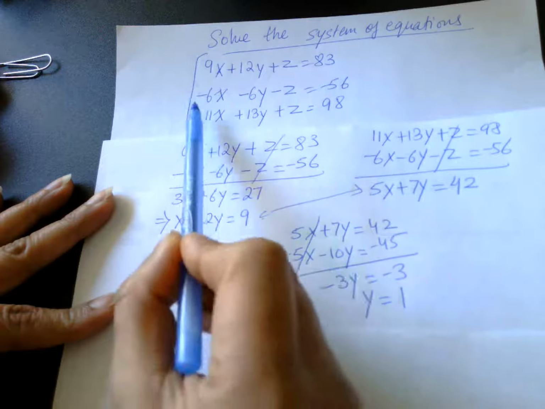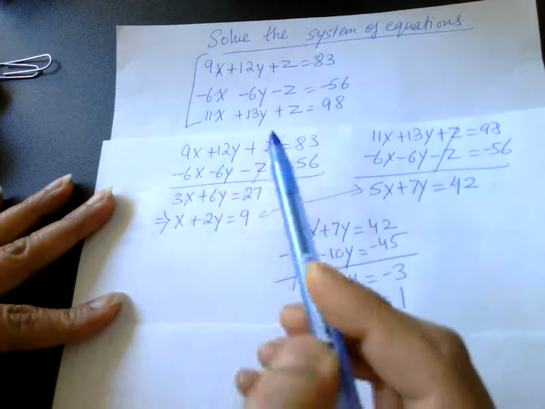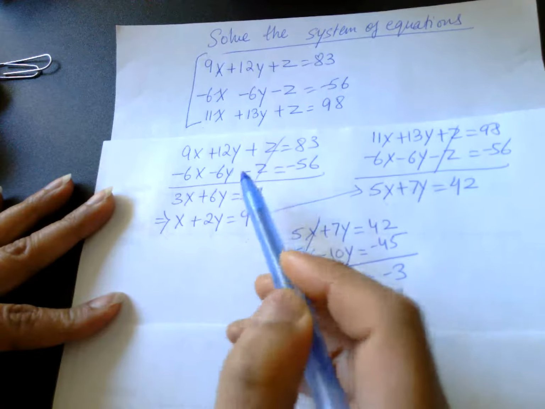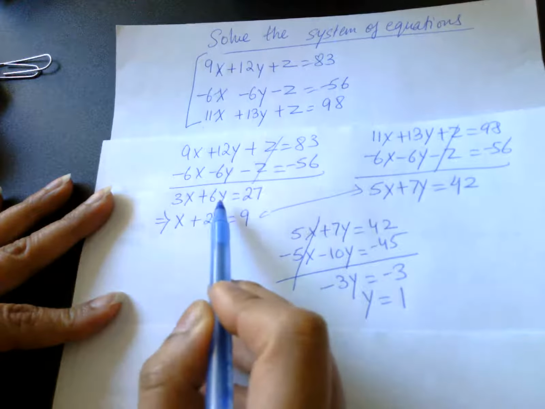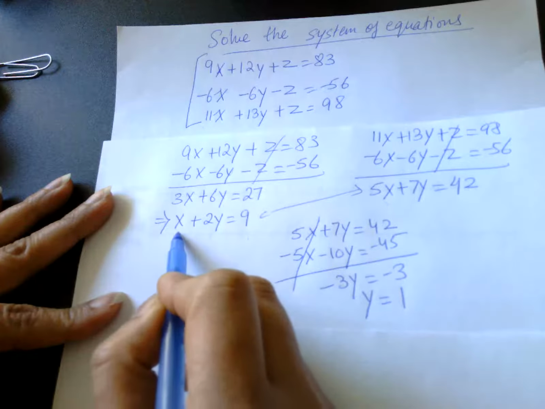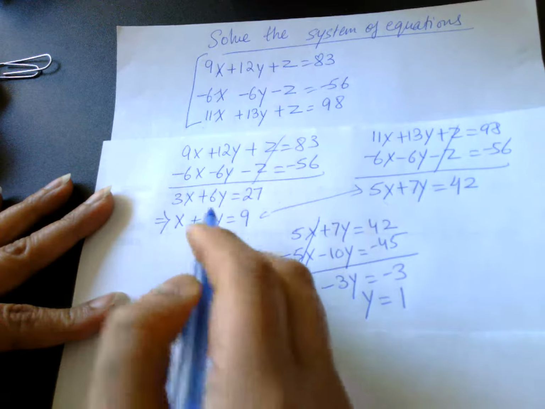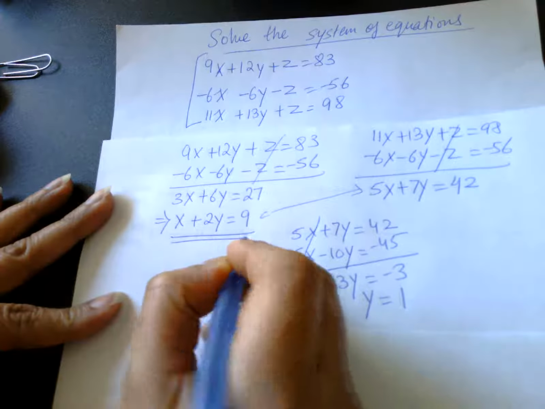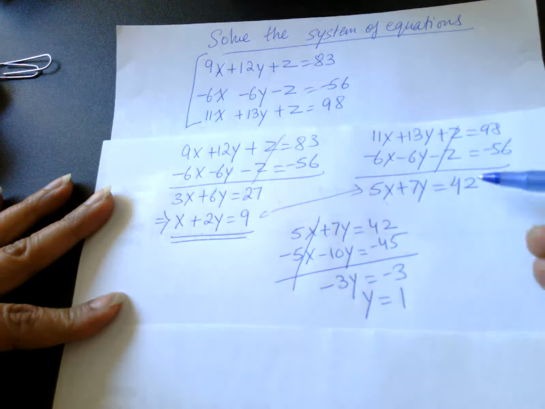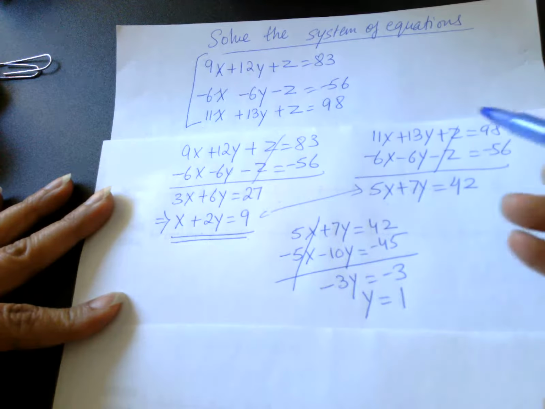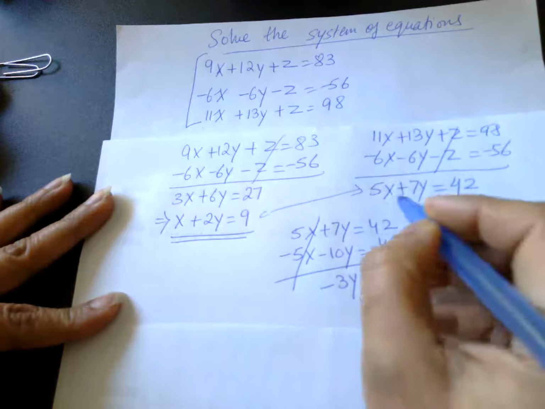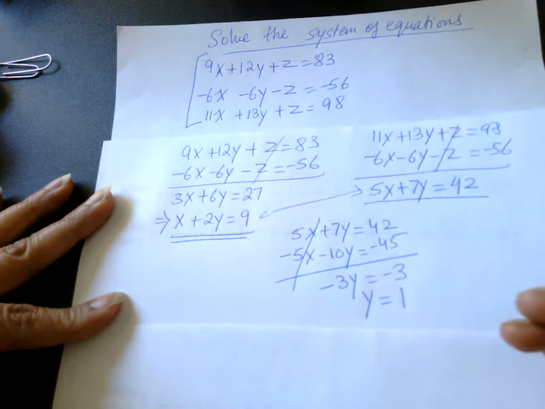When I used the second equation with the first equation, I was able to cross off z plus z and minus z. And I got the equation 3x plus 6y is equal to 27. I simplified it further and it gave me x plus 2y is equal to 9. I did the same drill with the third equation and the second equation. Plus z and minus z are crossed off and we got a new equation, 5x plus 7y is equal to 42.